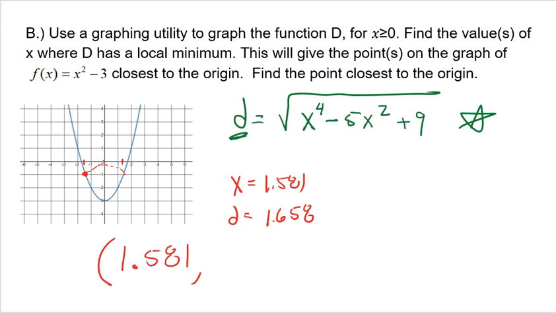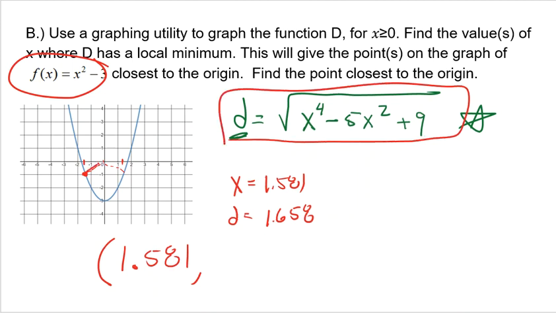Now to get the y value, I got to go back to my function. Remember, this was the distance formula. So the distance, that's the red line here and the red line here. The distance is 1.658, but I want the actual y coordinate of this point. So now that I have the x coordinate, I got to plug that in to get my y coordinate. So I'm going to use my calculator. I'm going to type in 1.581 squared minus 3, and the y coordinate is negative 0.500. If I round that, negative 0.500.